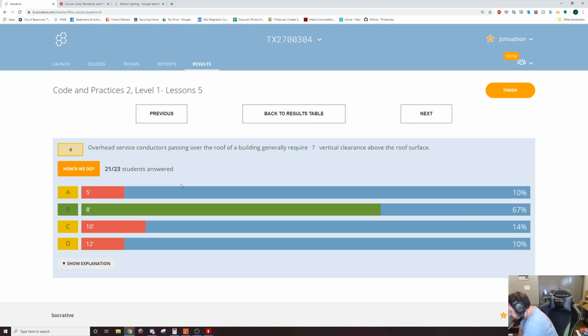And then overhead service conductors is a section in that. 230.54. And then drip loops. That is not where that answer is, though. Now that I've directed you there. Let's see. Supports over buildings. Overhead service. 230.22 is overhead service conductors. Above roofs is 8 foot. So 230.24A is where that one is.